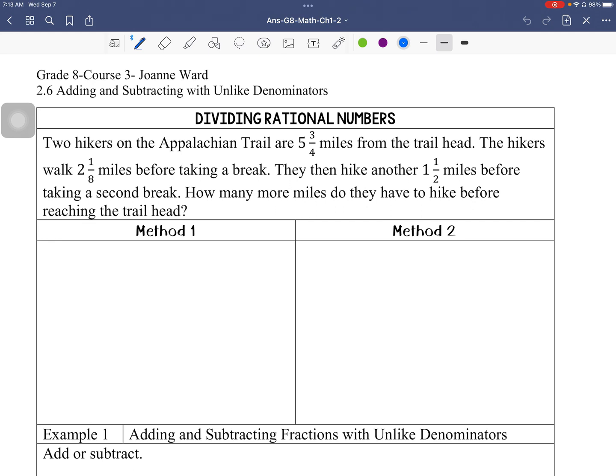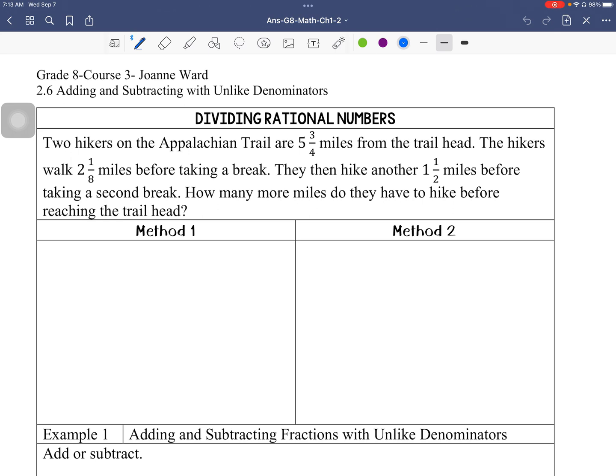Okay, so two hikers on the Appalachian Trail are 5 and 3/4 miles from the trailhead. The hikers walk 2 and 1/8 miles before taking a break. They then hike another 1.5 miles before taking a second break. So how many more miles do they have to hike before reaching the trailhead?